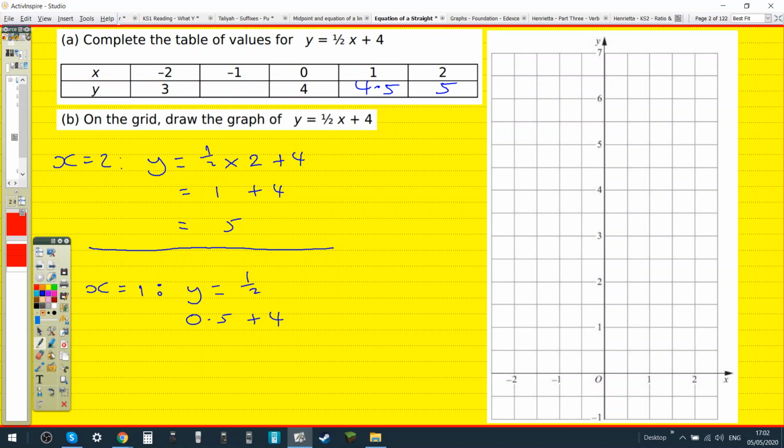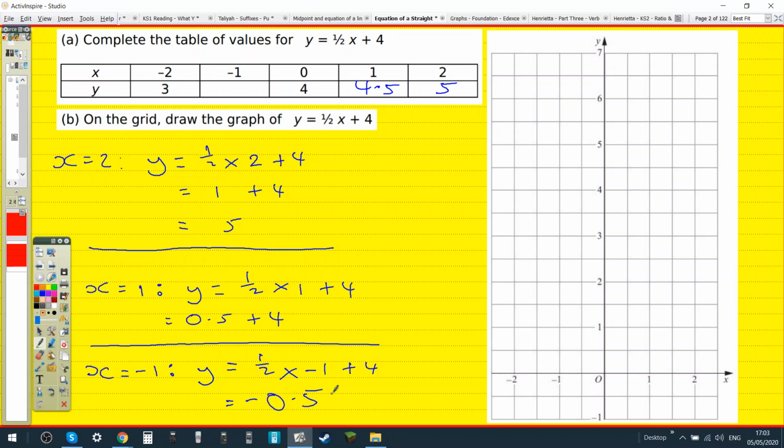Okay, for minus 1, it would be half of it. Half of minus 1 is 0.5. Wait, how do you get half of a minus number? You just it is minus times plus. So what is minus times plus? Minus. And a half times 1? Half, 0.5. Yeah, so this time it's minus 0.5.